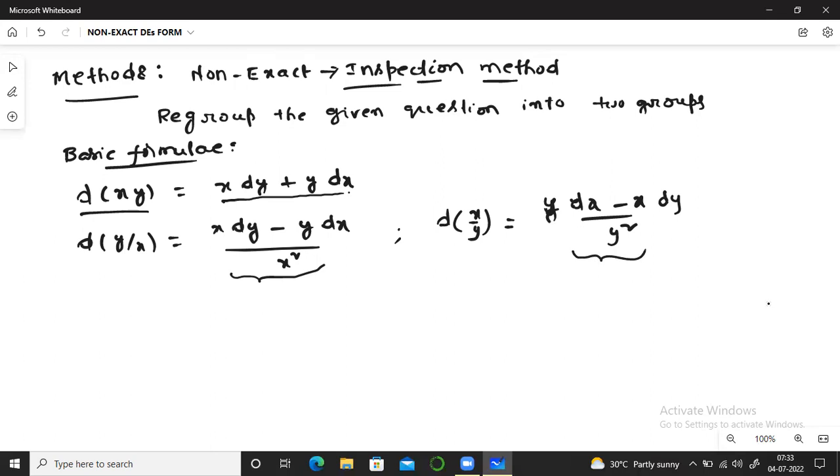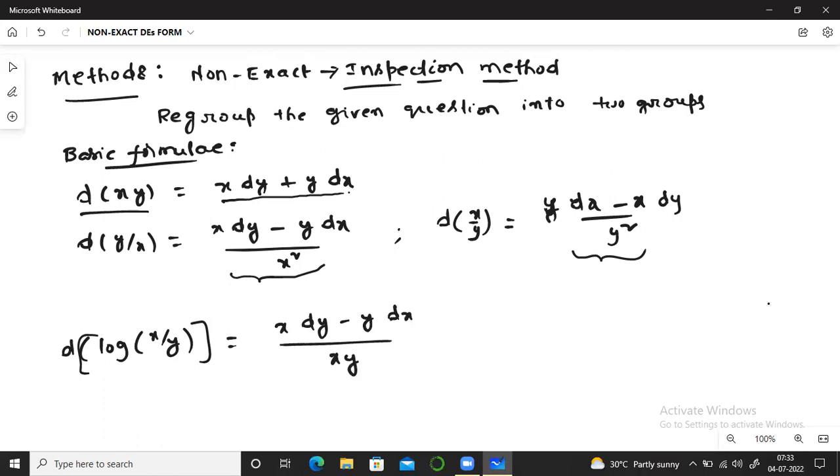Like that, there are other formulas, like d(log x/y). This formula is (x dy minus y dx) over xy. It means if the question has these terms on the right hand side, automatically you can replace them with this left hand side, the differentiation of log x over y. You can regroup into this. And there are other formulas.